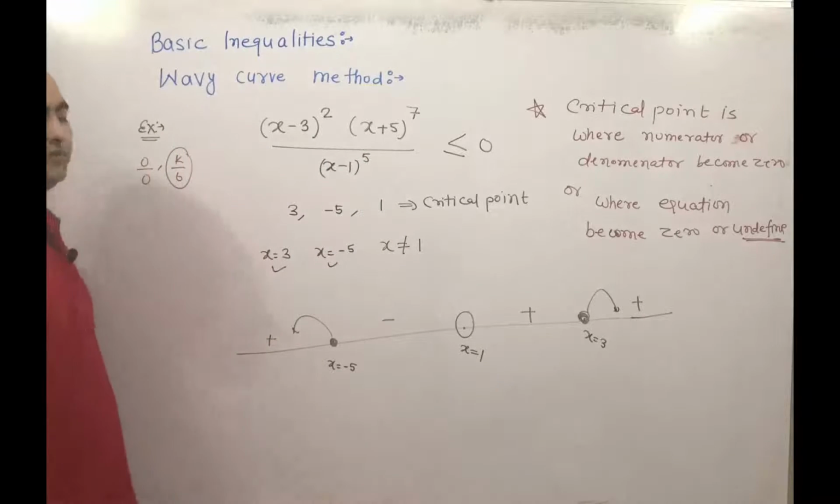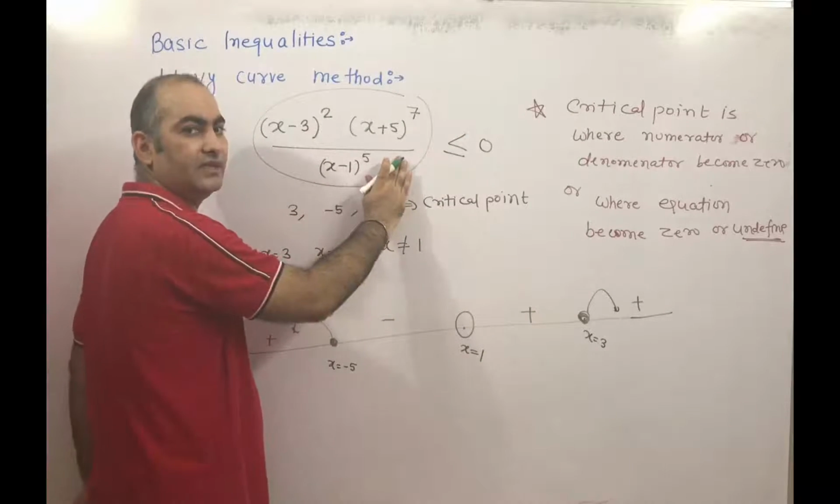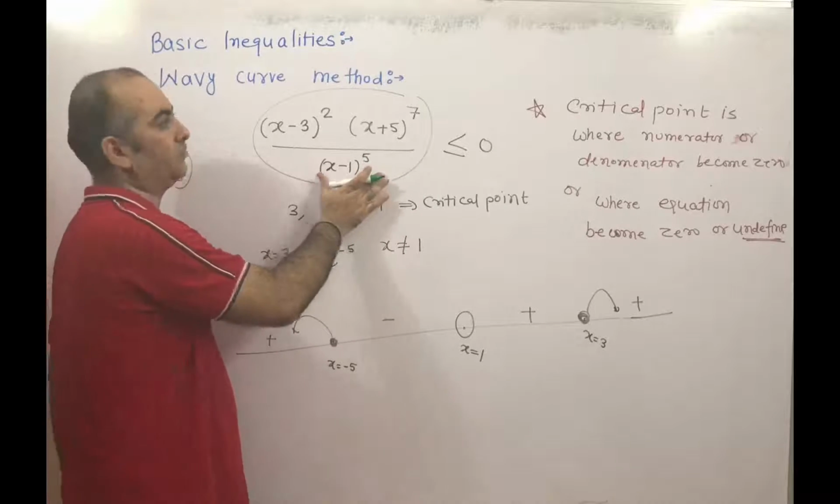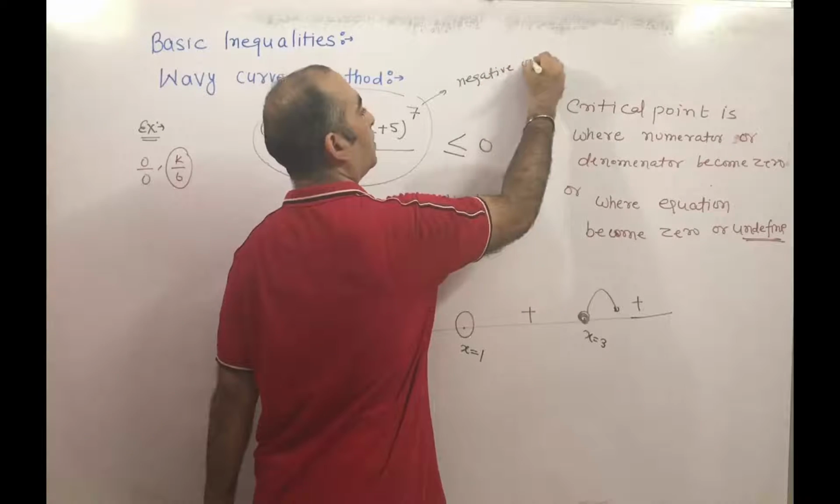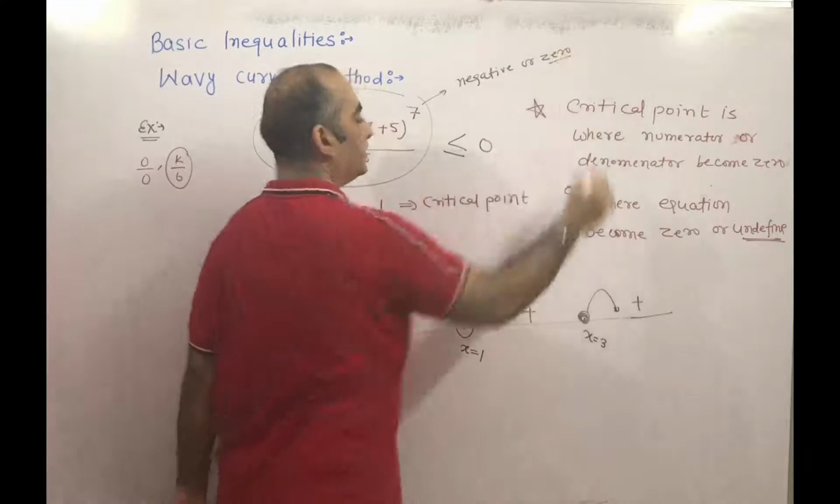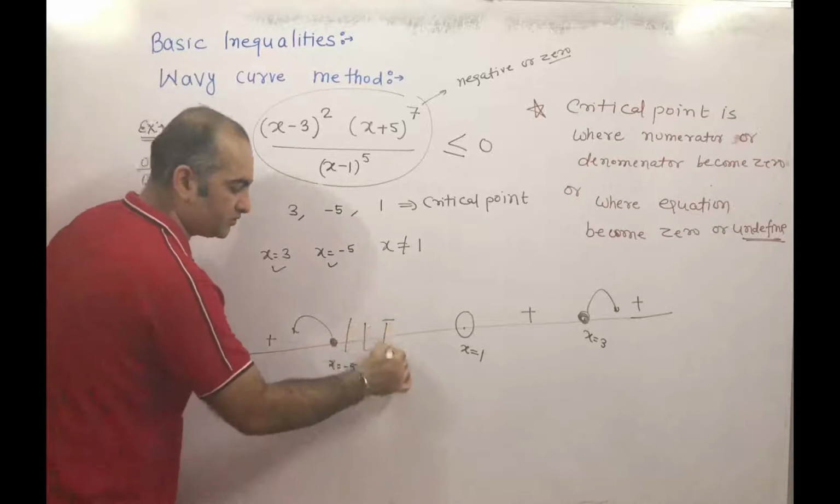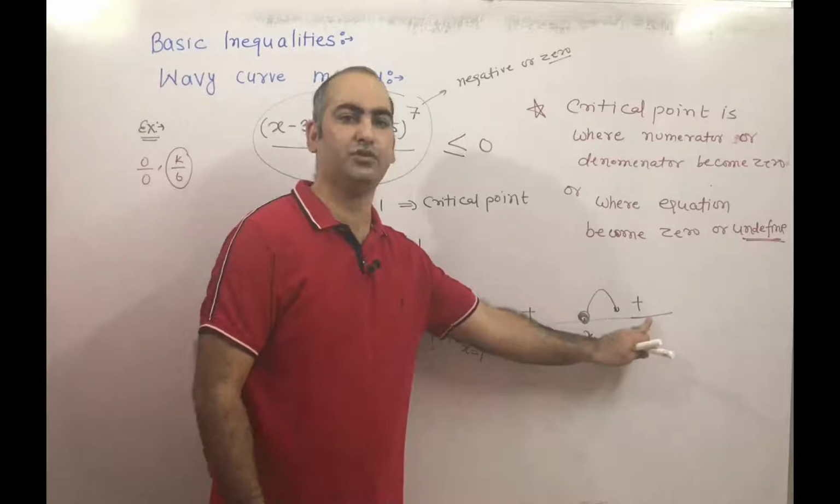Positive. Now this side what we want? This side should be less than or equal to 0. Either this value should be negative or 0. So we want this side should be negative or 0. So you can see where it is negative. In this portion it is negative. So this portion is your solution. This portion is positive. This portion is positive. This portion is positive.